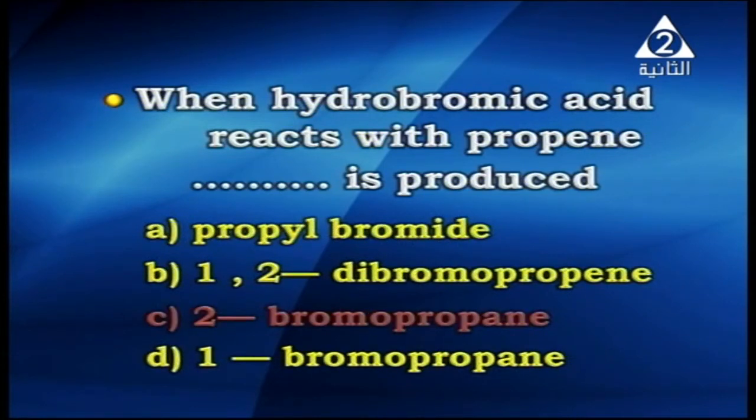It will be 2-bromopropane. As we apply Markovnikov's rule here, the hydrogen is added to the carbon rich in hydrogen, while the bromine atom is added to the carbon poor in hydrogen, so it forms 2-bromopropane.